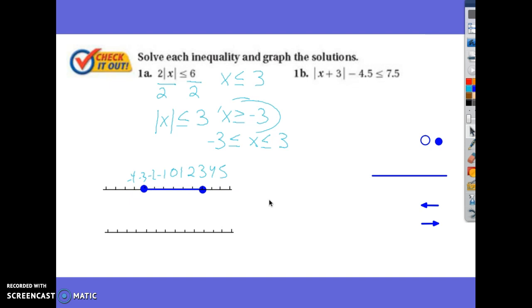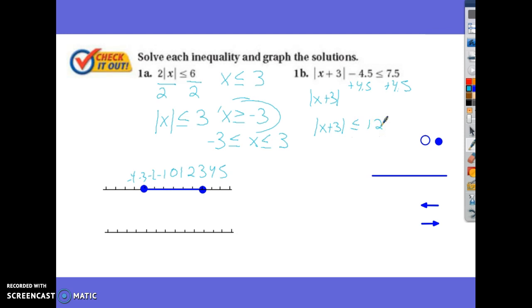Okay, let's look at our next example. So we have the absolute value of x plus 3. The first thing we're going to do is add 4.5 to each side, just to get the absolute value equation by itself, like we did in absolute value equations. So now the absolute value of x plus 3 is going to be less than or equal to 12.